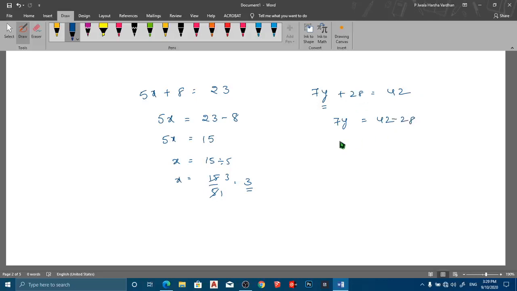Okay. So now 7y is equal to 42 minus 28, which is how much? 14. Now we want only the y value. Send this multiplication by 7 to that side, and it will become divided by 7. If it goes to the right side, multiplication by 7 will become divided by 7. So now we can divide: 7 ones are 7, 7 twos are 14, which gives the answer 2.